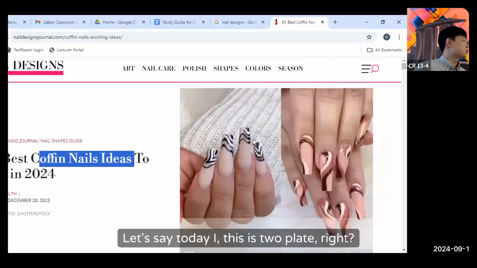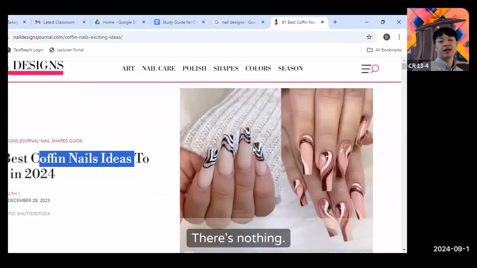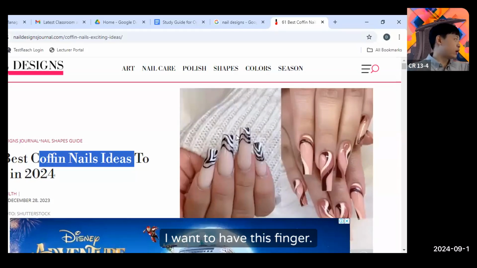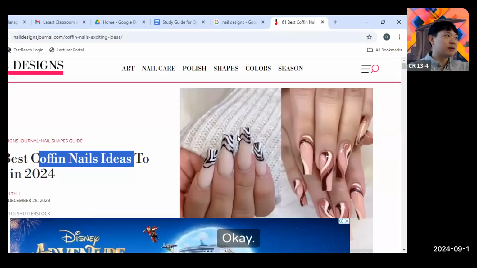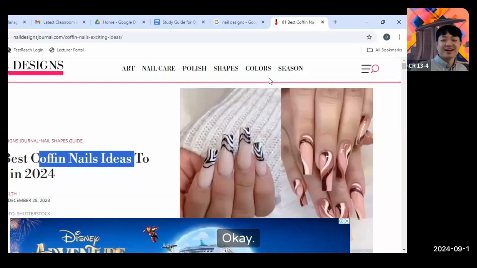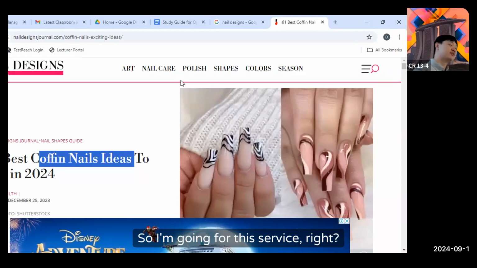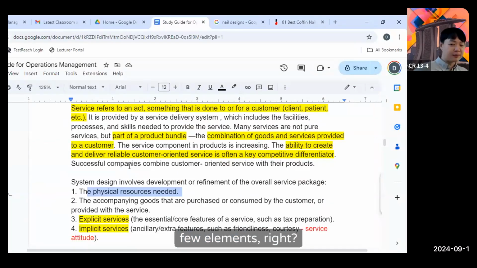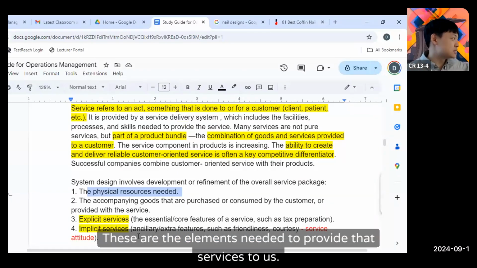Let's say today this is too plain, right? There's nothing. So I want to put this on my fingers. Imagine I'm doing this right now with this finger, then my face over there. So I'm going for this service, right? I want to have these nails. So we cut into these few elements. These are the elements needed to provide that service to us.